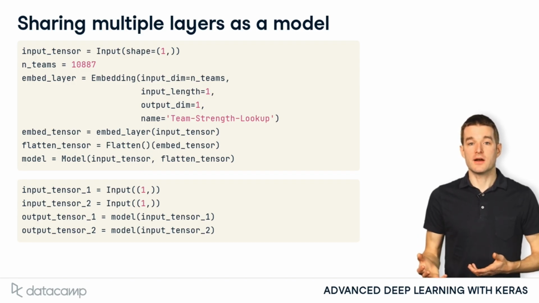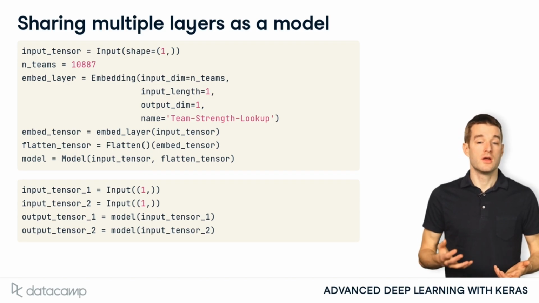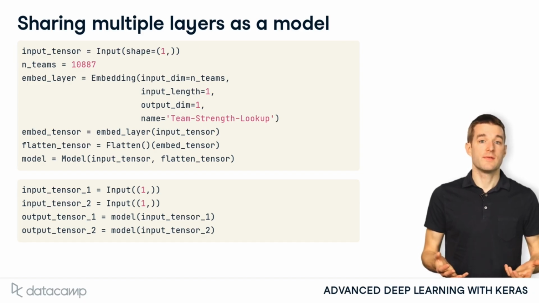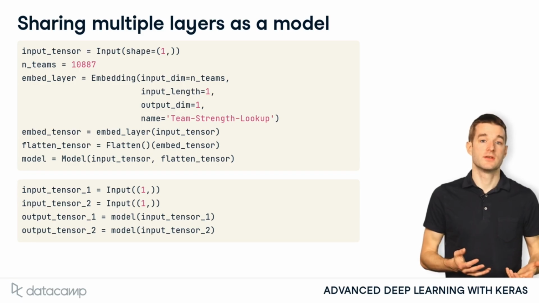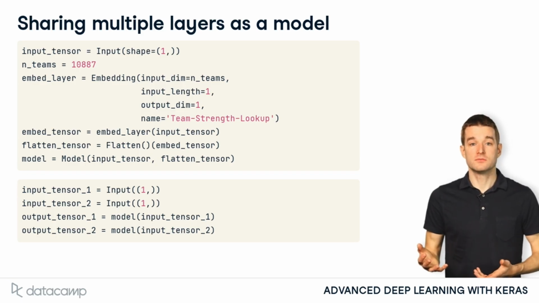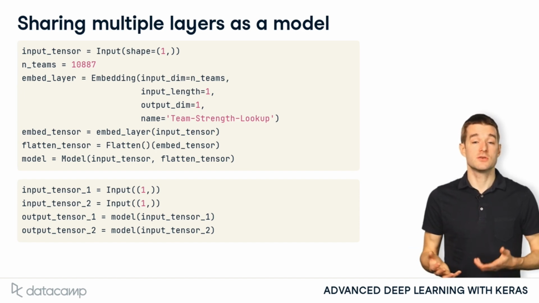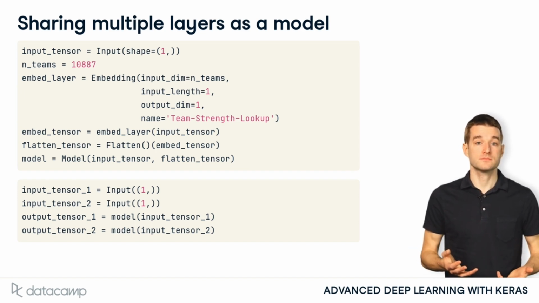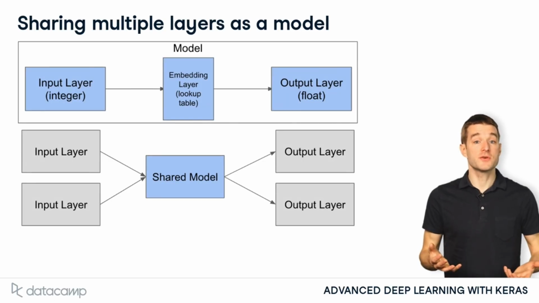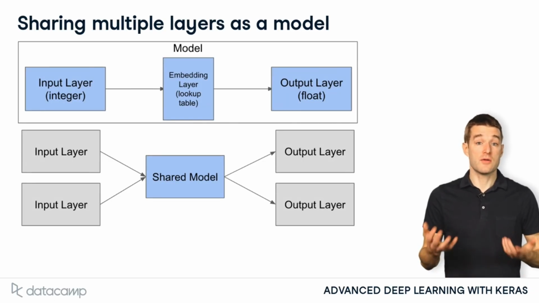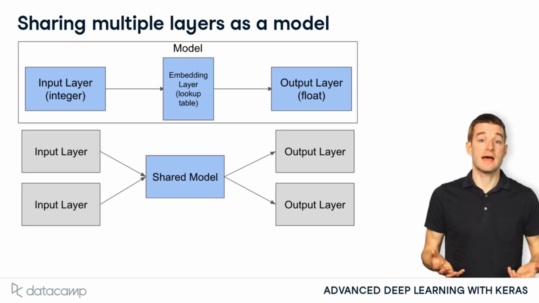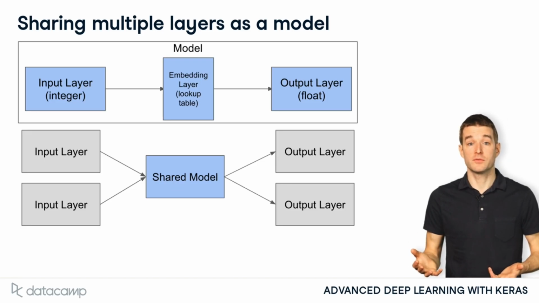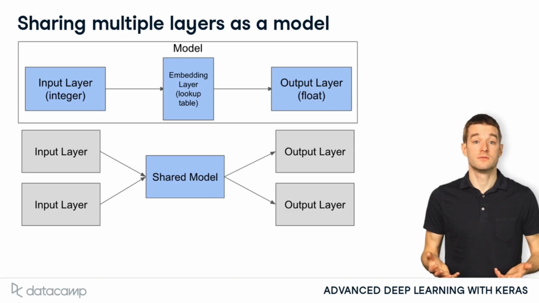We define an embedding layer and wrap it in a model. We then define 2 input tensors and pass each one to the same model, producing 2 output tensors. This will use the same model with the same layers and the same weights for mapping each input to its corresponding output. In other words, you can take an arbitrary sequence of Keras layers and wrap them up in a model. Once you have a model, you can reuse that model to share that sequence of steps for different input layers.